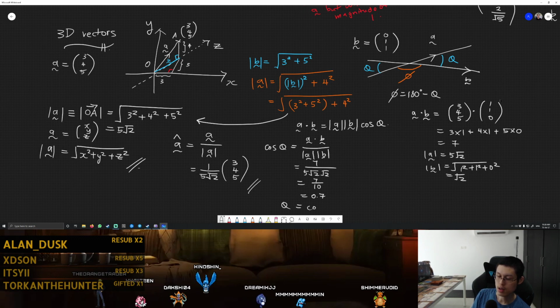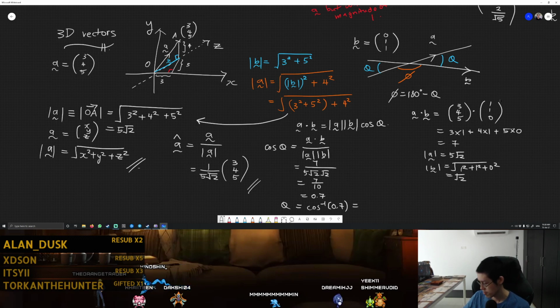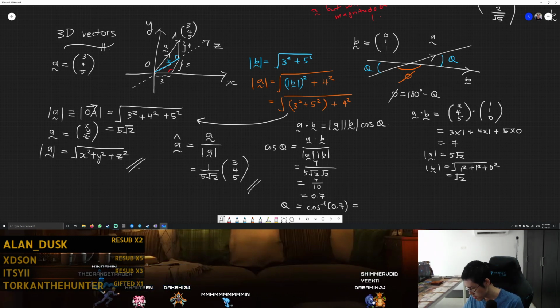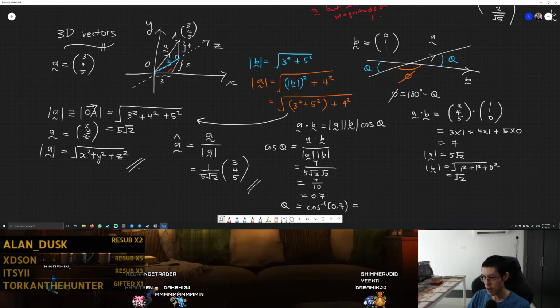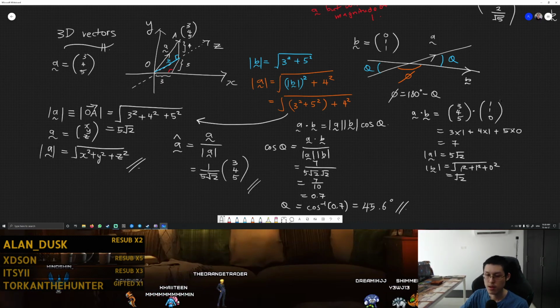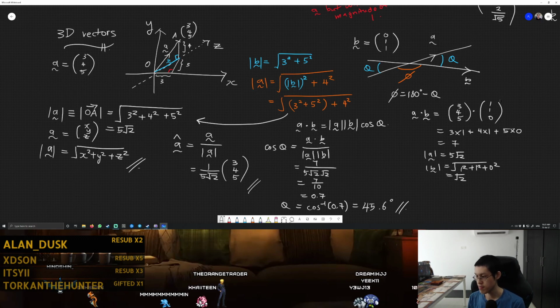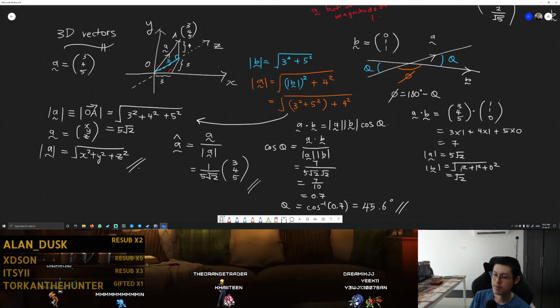So theta is arc cos of 0.9, which is 25.8 degrees. There you go. That's it.